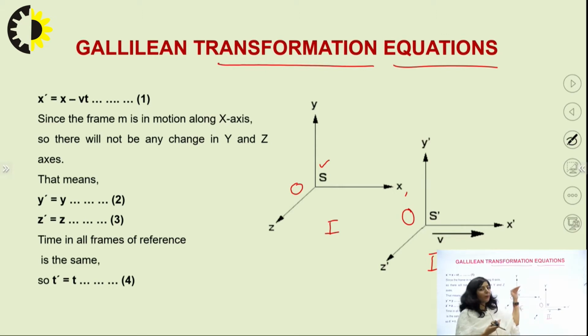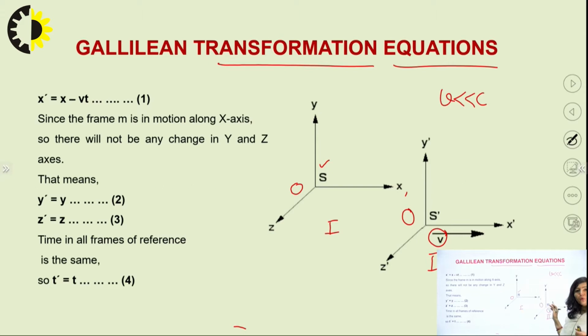There is no movement of this frame along the y-axis or z-axis. It is moving only along the x-axis, with a constant velocity. Now, these Galilean equations are applicable only in classical mechanics, when V is very, very small with respect to C. So, your frame S dash is moving with this V, which is very, very small with respect to C. The event which was recorded by frame S is also recorded by S dash.